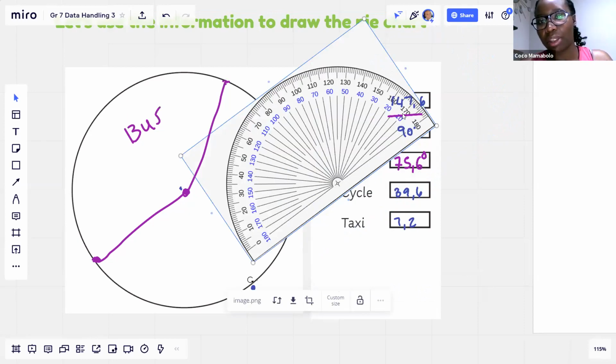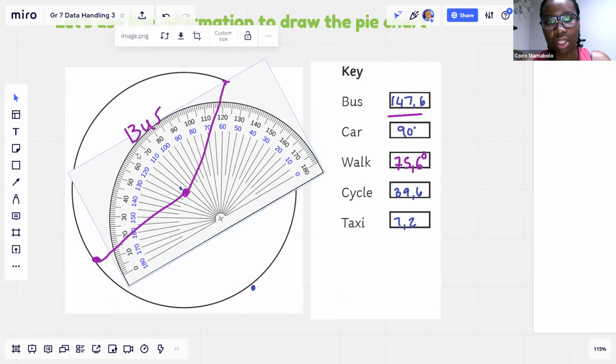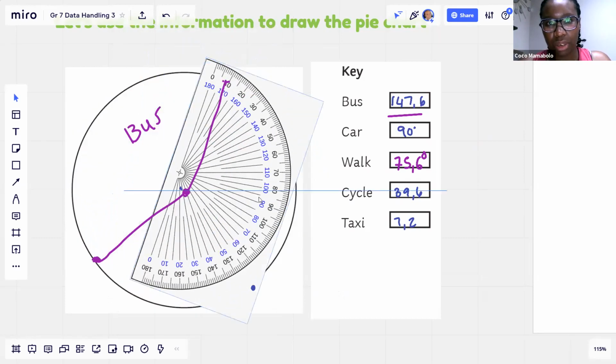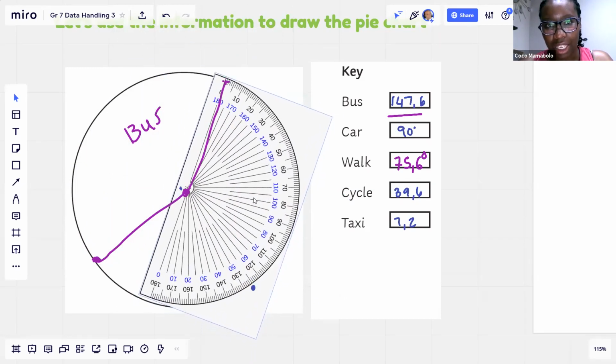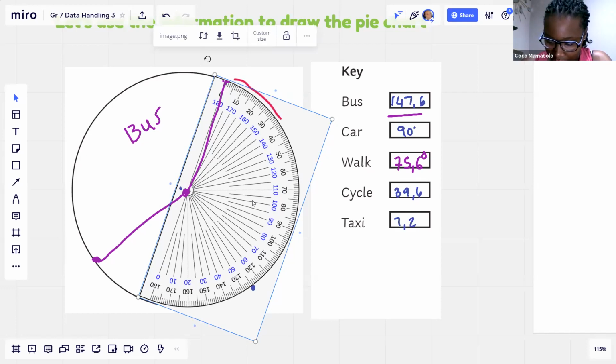Okay, and then when we want to calculate for the next one, the next one is going to be the car. We're looking at 90 degrees. What we're going to do is take our protractor and turn it around like that. And then we're going to move it and put the 0 right where bus ended. So we're going to make sure that they end. We're going to put it where it ends like that. And from there, we're going to calculate for 90 degrees because car is 90 degrees. So from here all the way, we're going to look at the numbers at the top and find 90 degrees. And that's where 90 degrees is going to be over there.